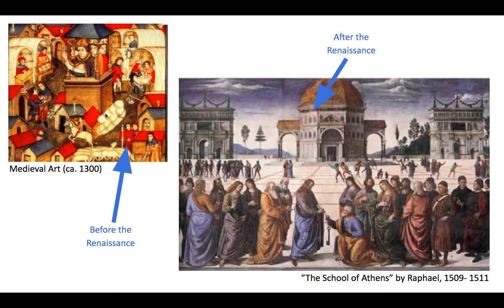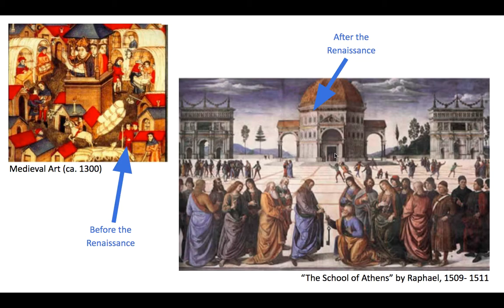To the left, we have a medieval painting done before the time of the Renaissance, and to the right, we have a painting done during the time of the Renaissance. As you can see in the painting on the left, nothing looks like it's quite the right size. This guy looks too big, the things around him look too small, and nothing looks quite right.